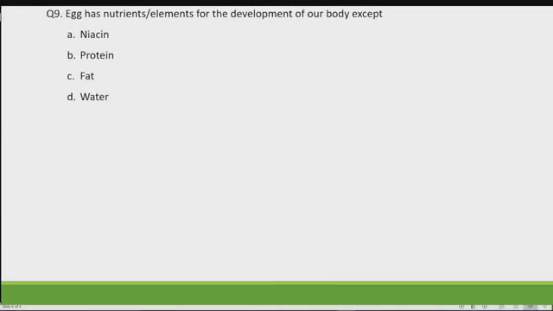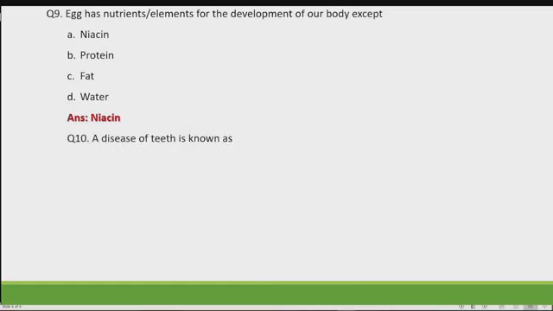Question number 9. Egg has nutrients or elements for the development of our body except niacin, protein, fat or water. The meaning of the question is, which is the nutrient that is not present in the egg? This is a very simple and direct question. We all know that egg is rich in protein and fat and water is also present in it. So niacin is the only nutrient which is not present in the egg and the answer is niacin.